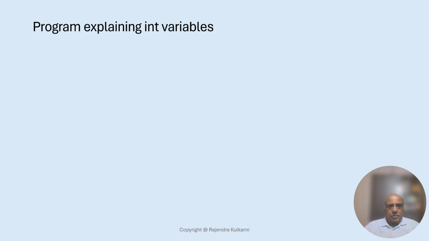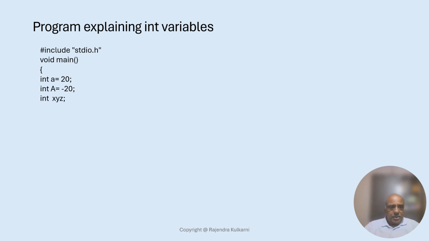Let us understand the int variables through a simple program. Hash include stdio.h. Hash is a must before include. Stdio.h is the name of a file which is called a header file, which contains the various input output functions which are already present in the file, which we can use in our programs.